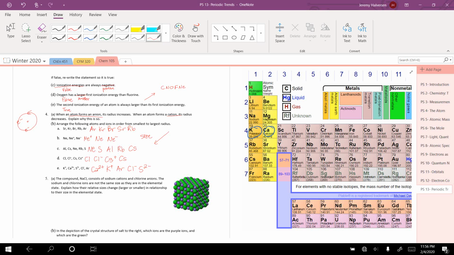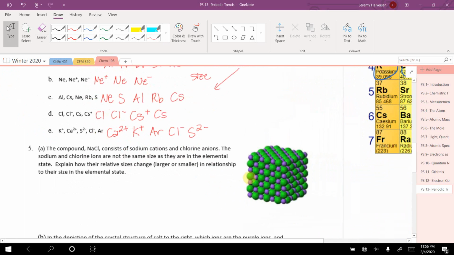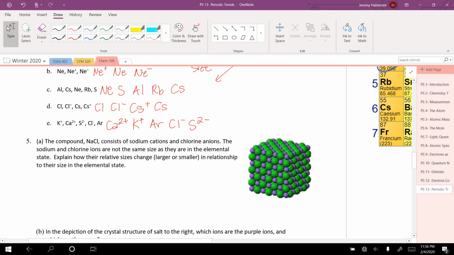All right, number 5. Compound NaCl consists of sodium cations and chlorine anions. Sodium and chlorine ions are not the same size as they are in their elemental state. Explain how their relative sizes change, larger or smaller, in relation to their size in their elemental state.